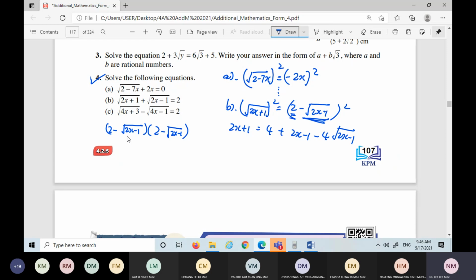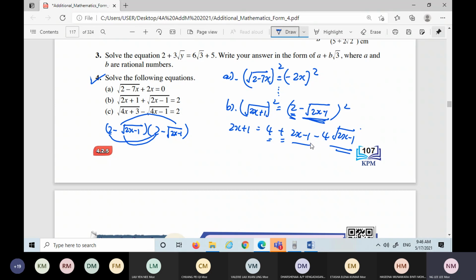This is the meaning of squaring it. First term times first term, you get 4. Then this times this, negative times negative, you get positive. And then square root 2x minus 1 times square root 2x minus 1, you get 2x minus 1. Last, this times this and then times 2, so negative 4 and then square root 2x minus 1. So you see you still have one square root.